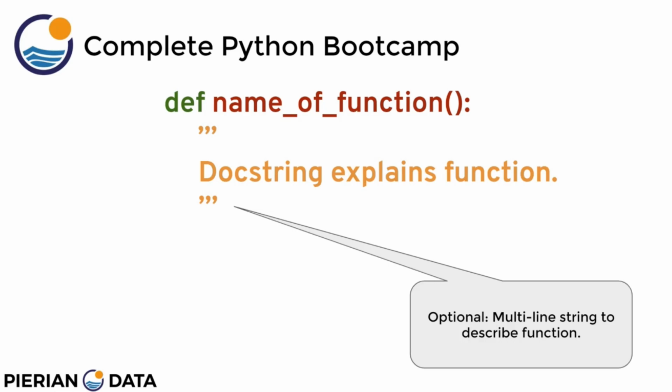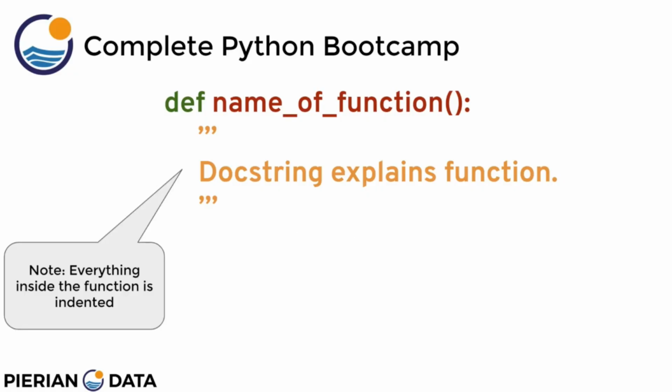So after that comes the optional multi-line string to describe a function. This is called a docstring, and you specify a docstring with triple quotes, which essentially allows you to write a multi-line comment. And this code does not get executed. It's just comment code essentially for someone else who's reading this function, or for you at a later date, that will explain what the function is supposed to do.